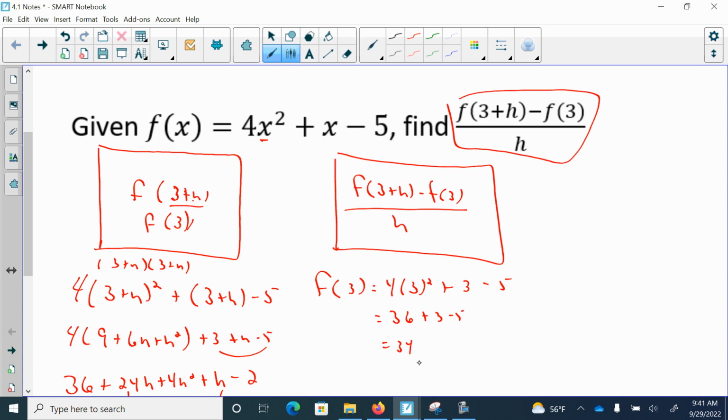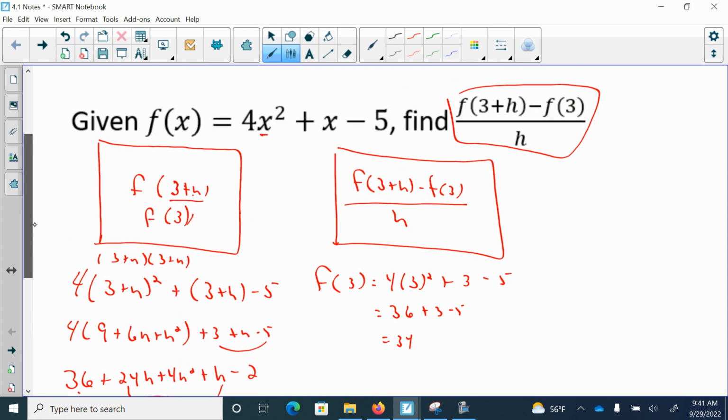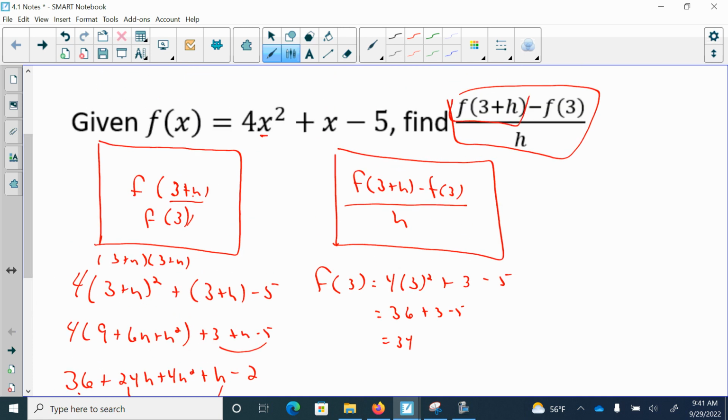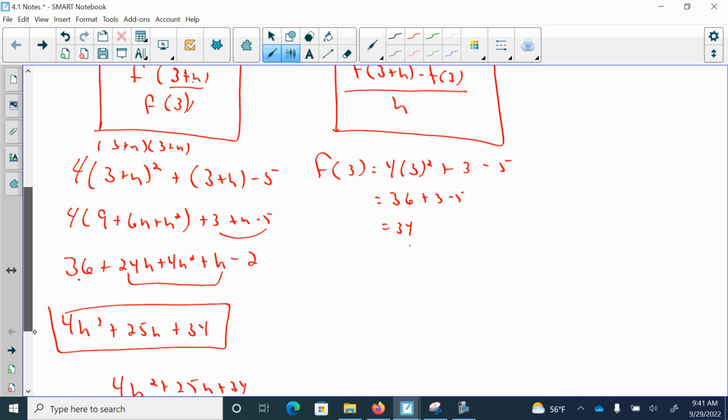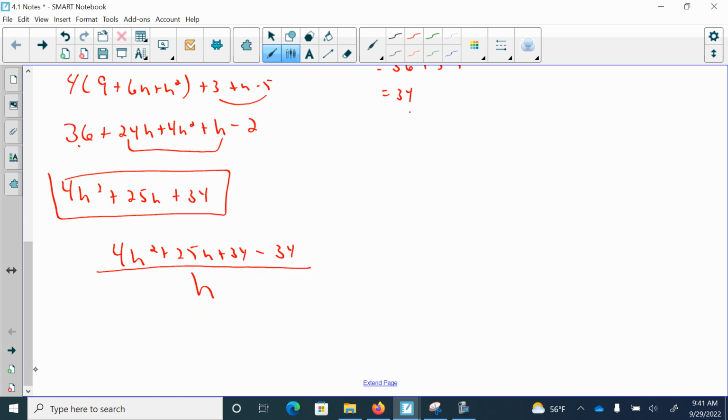And then for the next box, I want you to take this, 4h squared plus 25h plus 34. That's this f of 3 plus h. And now I'm going to subtract f of 3, which I just said was 34, minus 34, and I'm putting that all over h. And if you're lucky and you did it right, the numbers will simplify.